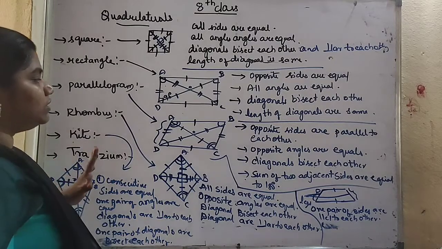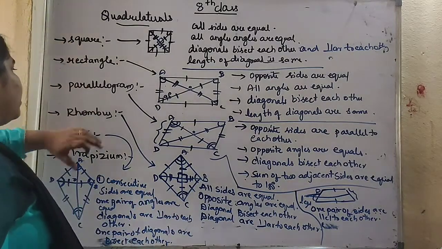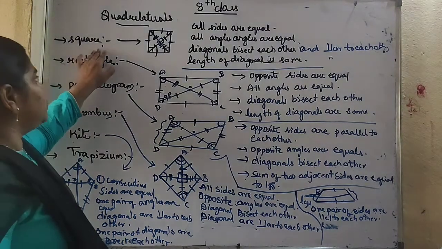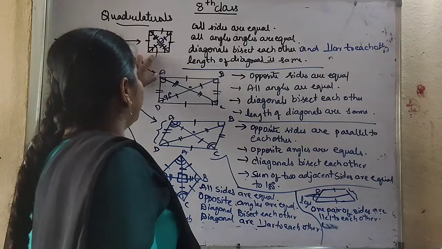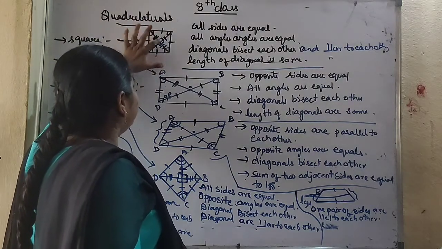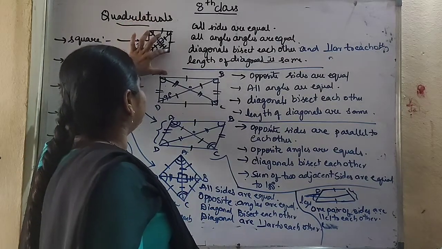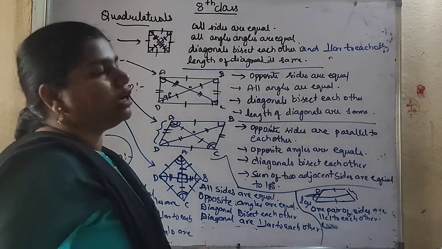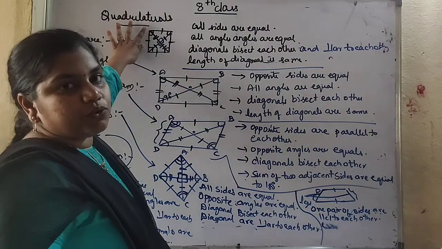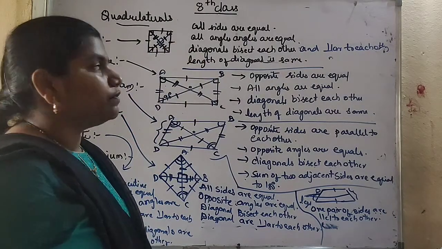So what are the properties here? We have 6 different types of quadrilaterals: square, rectangle, parallelogram, rhombus, kite and trapezium. First one is square. If you take the square, all sides will be equal, all angles will be equal. You will see two diagonals, which bisect each other and are also perpendicular to each other. And the sum of two adjacent sides will be equal to 180. So these are the properties of square.